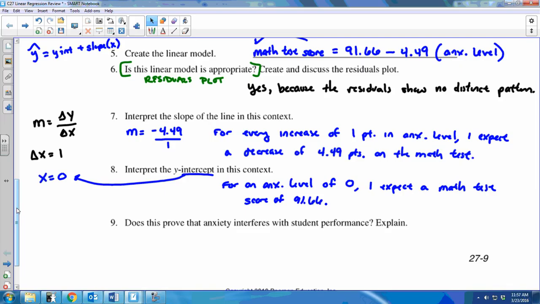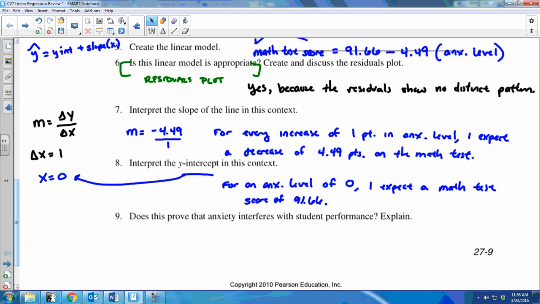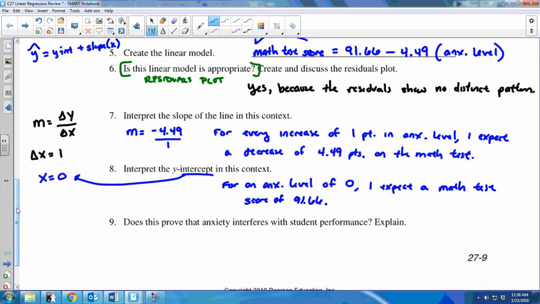All right. Number 9 says, does this prove that anxiety interferes with student performance? Jacob's right. No. The word prove is not a good one. Remember, we said way back in the section that correlation does not necessarily mean causation, right? So if you're trying to write a sentence, you can say that there's an association between anxiety level and math test score, but we can't prove that anxiety level causes poor math scores, right? We can't say that. We just know that they're associated.